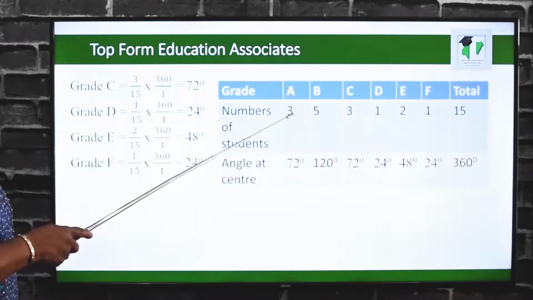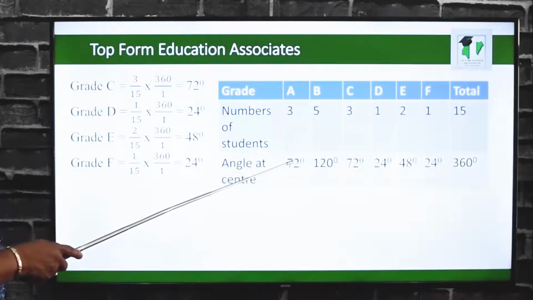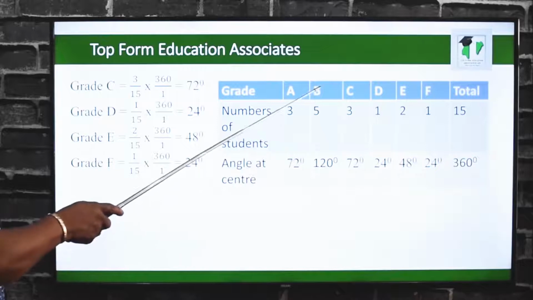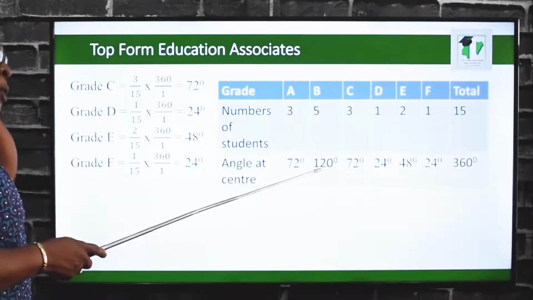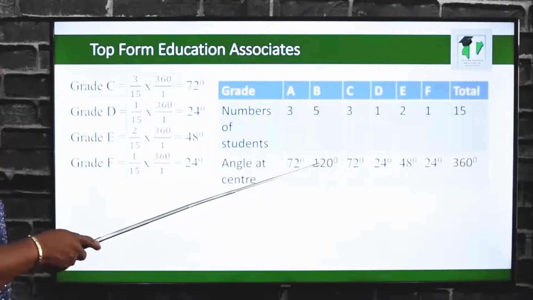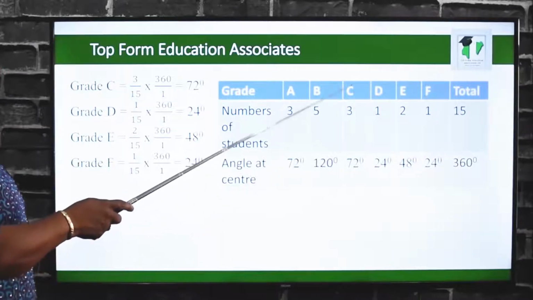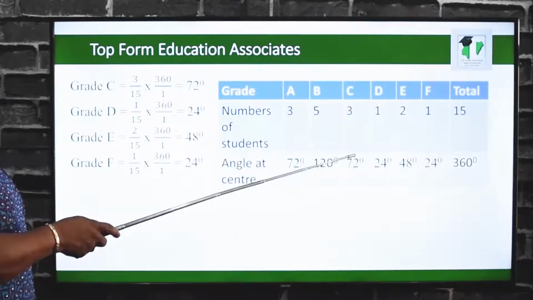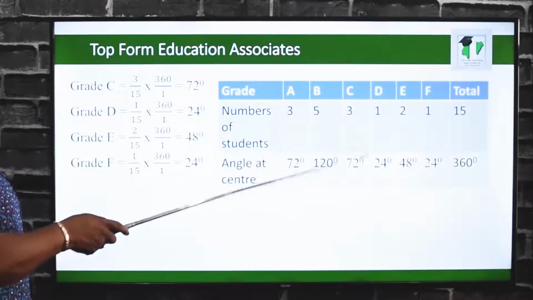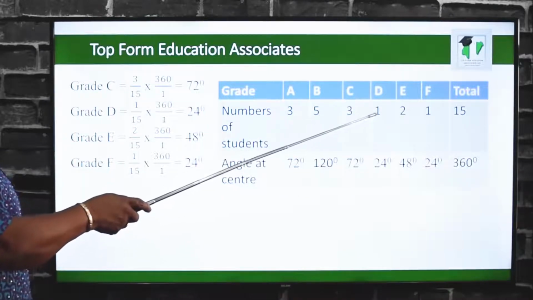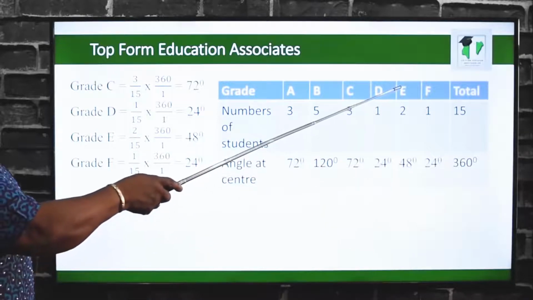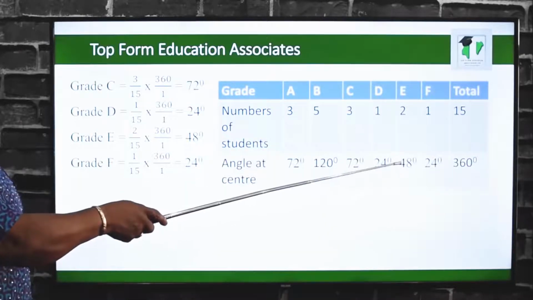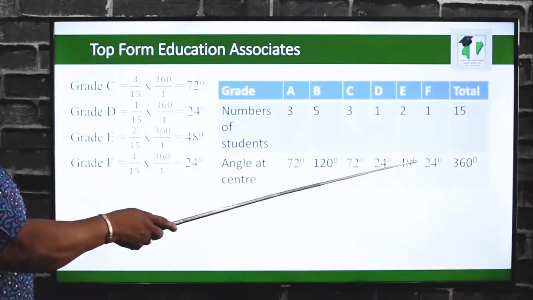Grade A, 3 students, and the sector is 72 degrees. Grade B, 5 students. The sector for grade B will be 120 degrees. Grade C, 3 students. The sector is 72 degrees. Grade D, 1 student. Sector 24 degrees. Grade E, 2 students. Sector is 48 degrees.